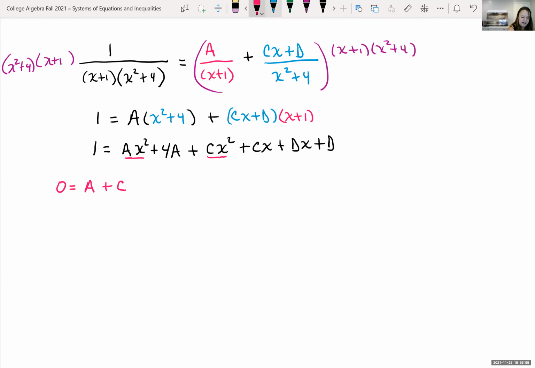Now let's look at the terms with just an x. Well, there's no term with x on the left-hand side. Thinking of that as 0x, the coefficient in front is 0, is equal to the coefficients on the right in front of x, which are C and D, so C plus D. And now looking at our constant on the left, that's 1. This is equal to the constants on the right, 4A plus D.